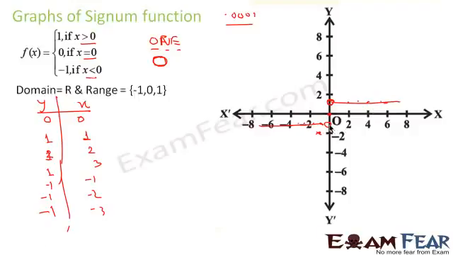Here, the domain is R and the range is -1, 0, and 1. You see, you can give any value as the domain. But the range is either 0 in case of 0, or -1 or 1. So from the graph we can say what the domain and range are.